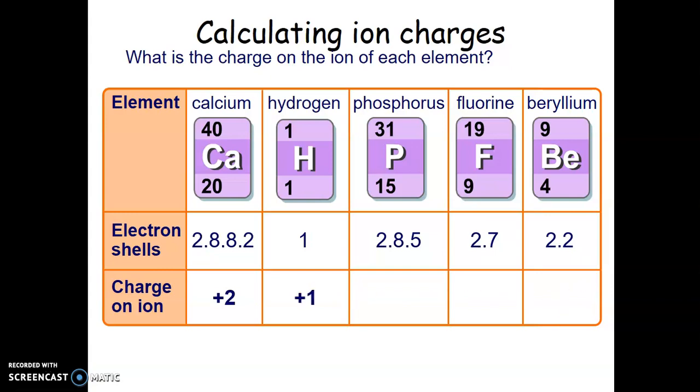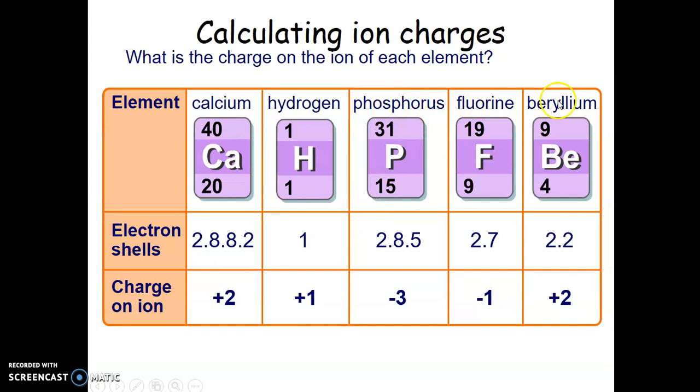so again, looking at these, we can see from each of the electron arrangements or electron configurations, this one has 2 electrons in its outer shell, calcium, so it is going to form a 2 positive ion because it will lose those 2 electrons and therefore become positive by 2. Hydrogen only has 1 electron. If it loses that, it becomes 1 positive.